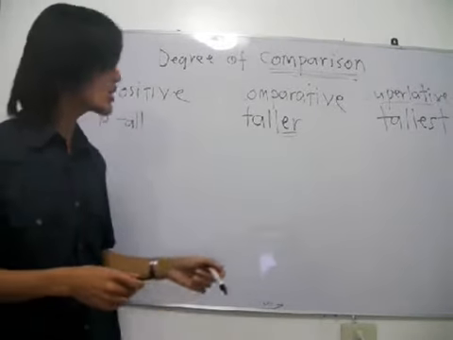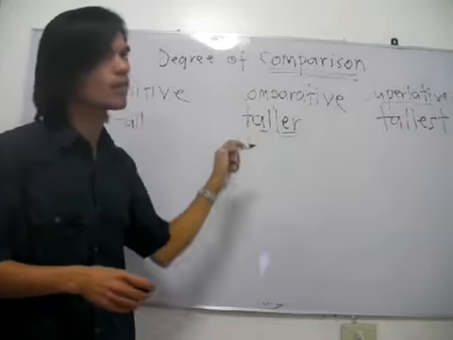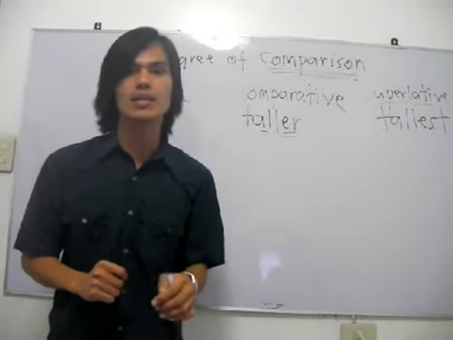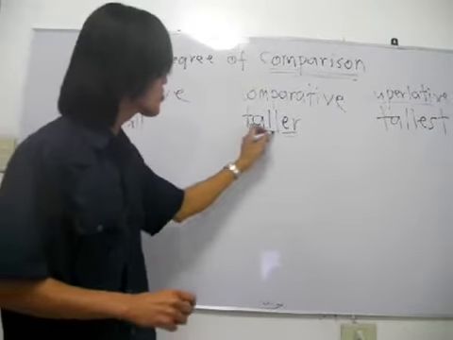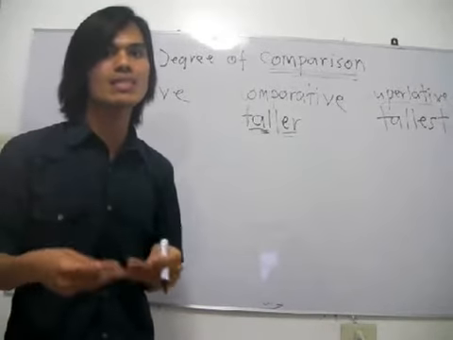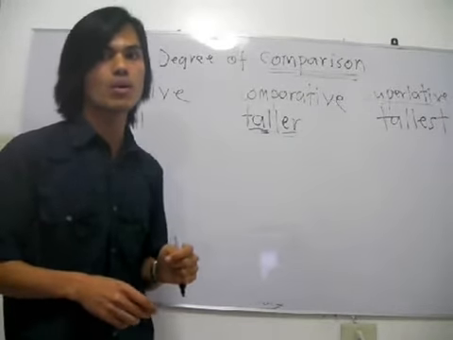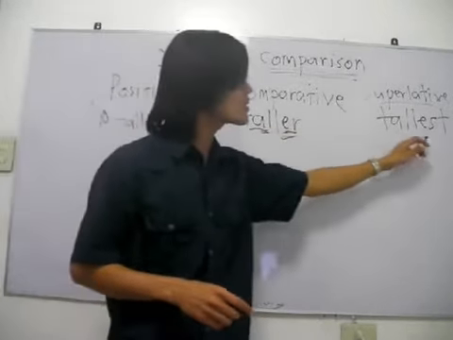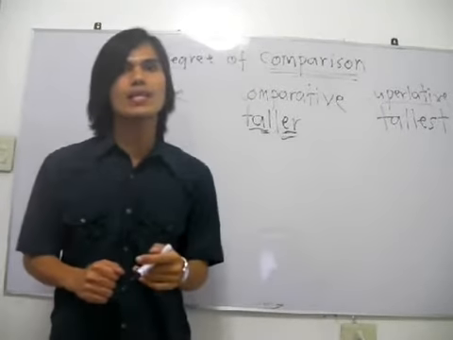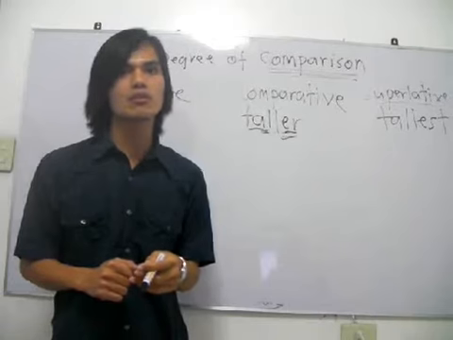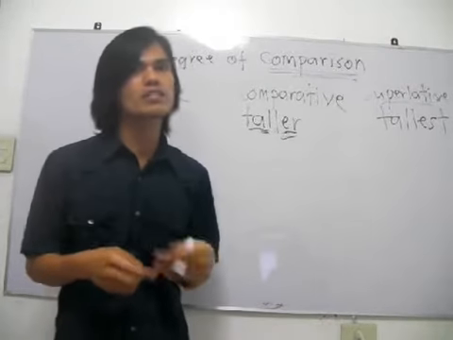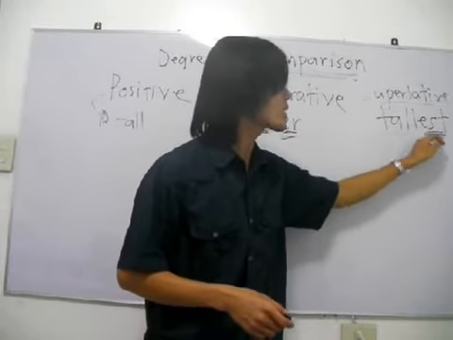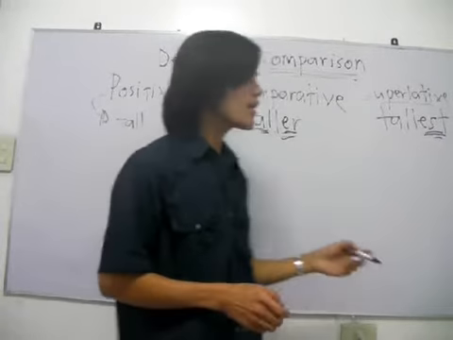Why? Because tall is an adjective word that consists of one syllable only. So that is the rule in English. We have to add ER to the word that consists of one syllable. Okay? So we add ER. Now when it comes to superlative, we're going to add EST. Again, that is another rule in forming the superlative degree of the word tall. So we say tallest, EST.